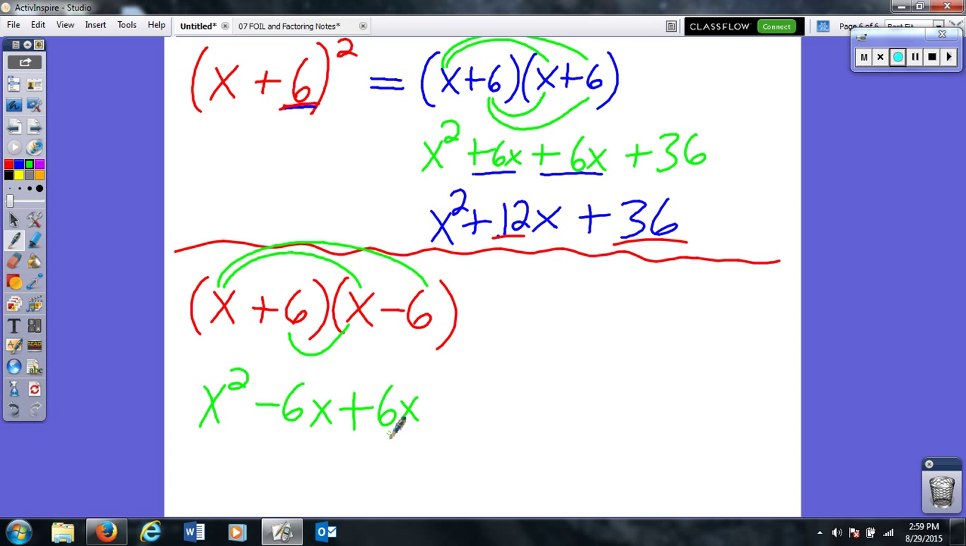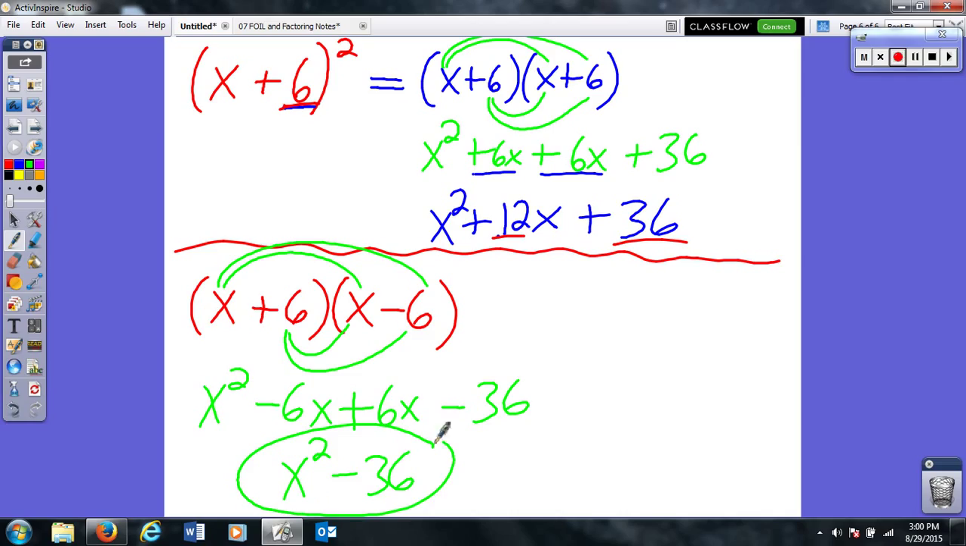So those are going to annihilate. Those are going to cancel each other out. And then for the last one, we get 6 times negative 6, which is negative 36. So when we combine like terms, negative 6x plus 6x cancels out and we get 0. So that just goes away. So we're left with x squared minus 36.